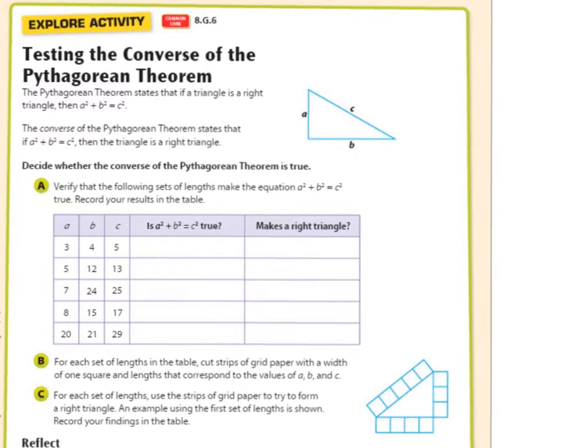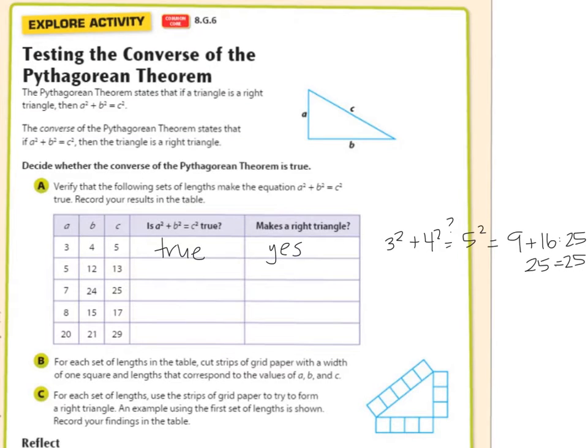So I'm going to get my a squared, which in this case is 3 squared, plus 4 squared equals 5 squared. That's what we're trying to determine. Is that true? 3 squared is 9, plus 16 equals 25. 9 plus 16 is 25, and that does equal 25. So yes, it's true, which means it is a right triangle.